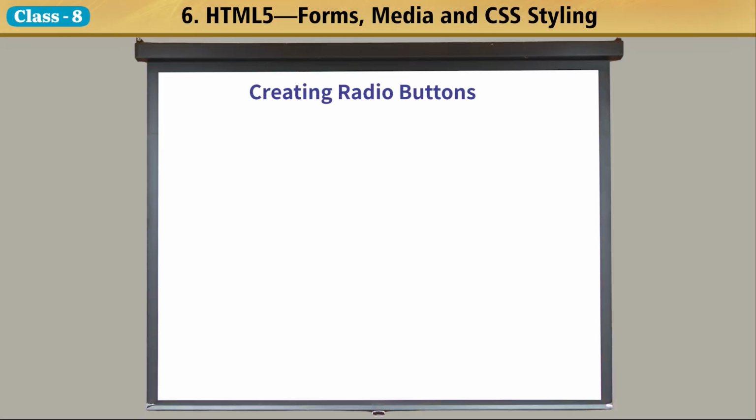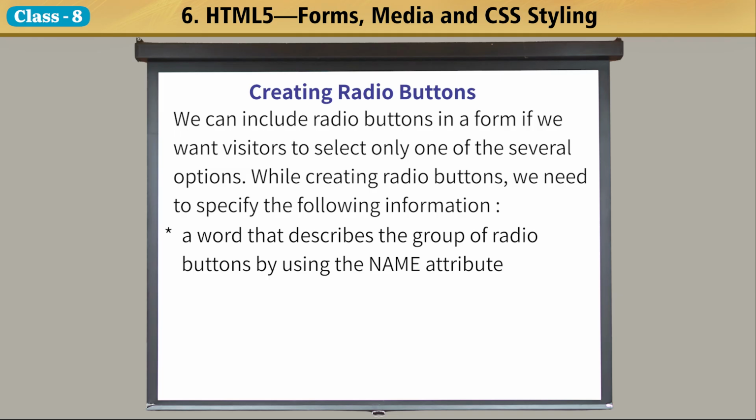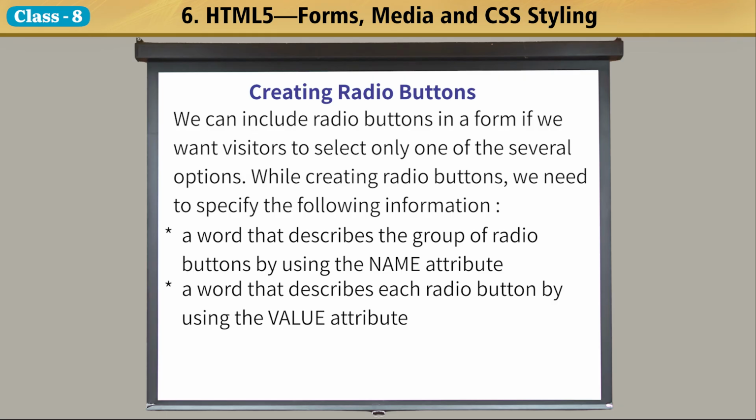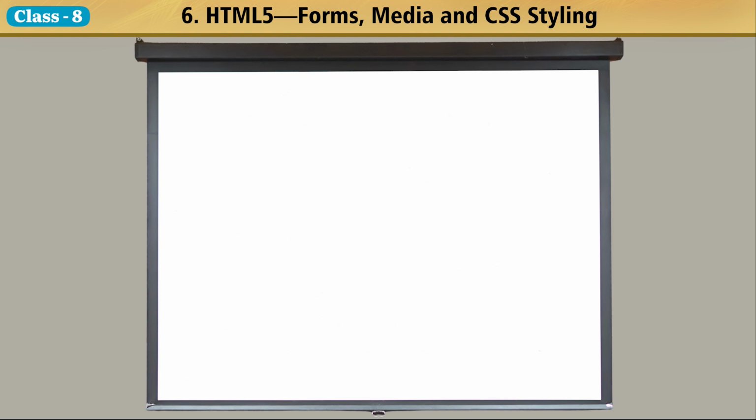Creating radio buttons. We can include radio buttons in a form if we want visitors to select only one of the several options. While creating radio buttons, we need to specify the following information. A word that describes the group of radio buttons by using the name attribute. A word that describes each radio button by using the value attribute. Text to appear beside each radio button on the web page. Let's learn to create radio buttons.